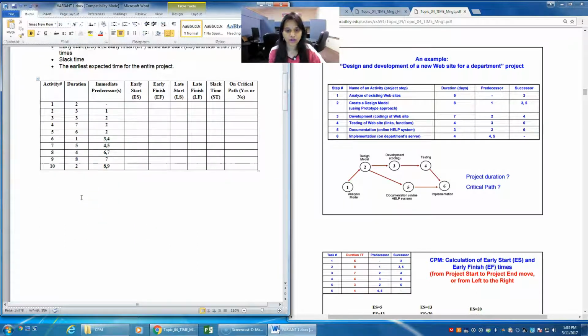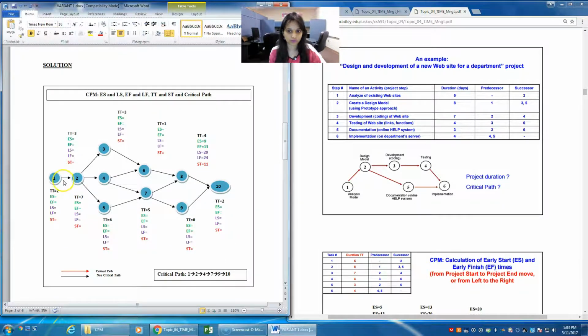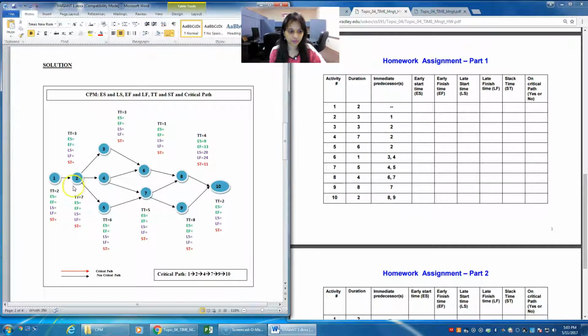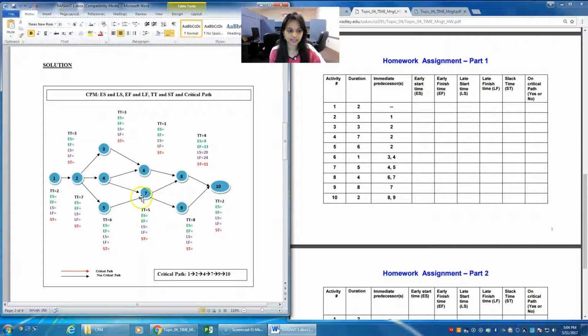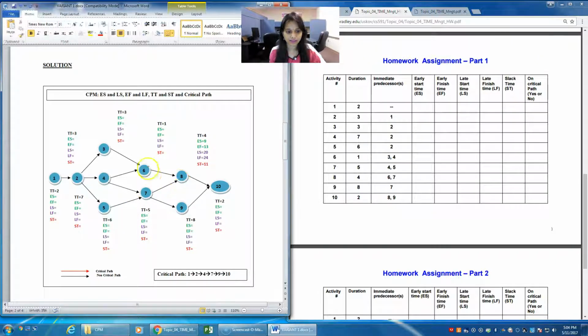Once we draw a chart or figure for this, it looks like this. For 1 there's nothing, it's not having any predecessor. For 2, the predecessor is 1, so we get an arrow from 1. For 3, the predecessor is 2, so there's another arrow. For 4, the predecessor is 2, and for 5, the predecessor is 2. For 6, it's from 3 and 4. For 7, it's from 4 and 5. For 8, it's from 6 and 7.